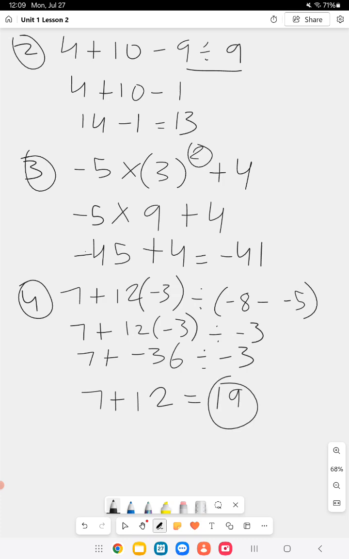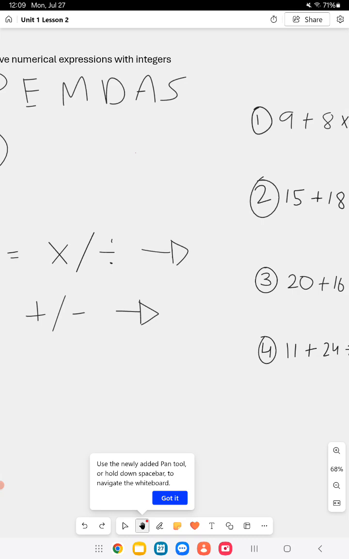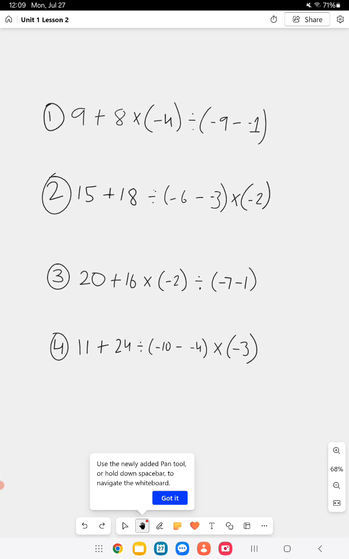I hope these problems helped, and I will give you guys a few practice problems that you could solve, and I will tell the answers for these in the next video. And here are the 4 practice problems.